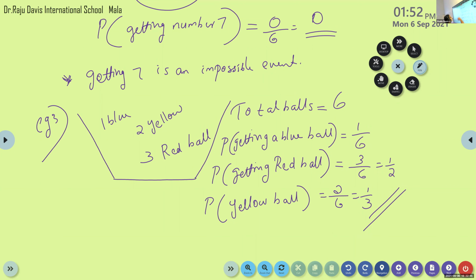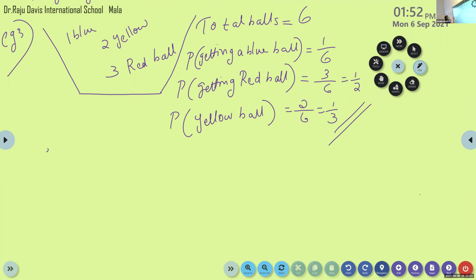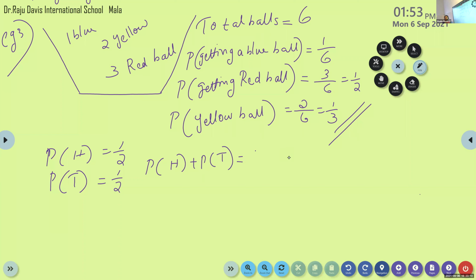Now, we have already studied that the probability of head is 1 by 2 and the probability of tail is also 1 by 2. If we add the probability of head plus the probability of tail, what is 1 by 2 plus 1 by 2? While tossing a coin, the possible outcomes are head and tail. If we add the probabilities of both outcomes, we will get 1.